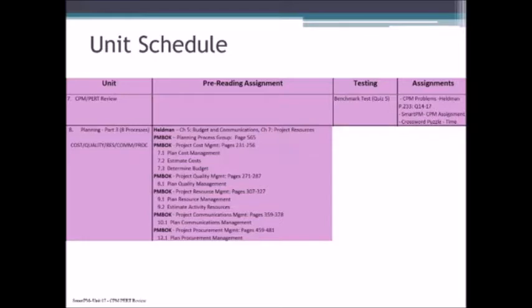As we look to unit number 8, we have a number of new processes which we're going to be exploring: cost, quality, resources, communications, and procurement. Good luck with that reading assignment, and we'll see you at unit number 8.